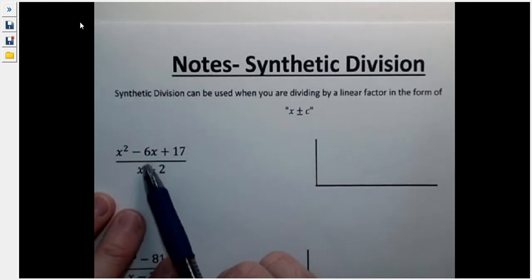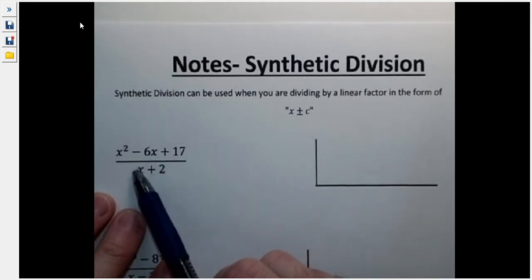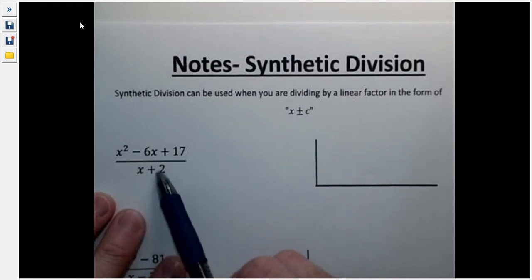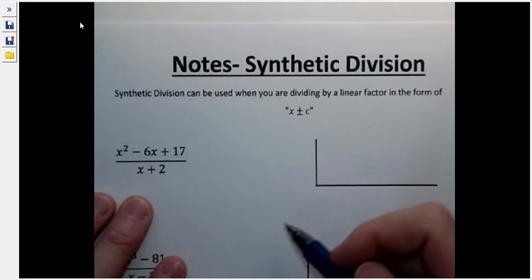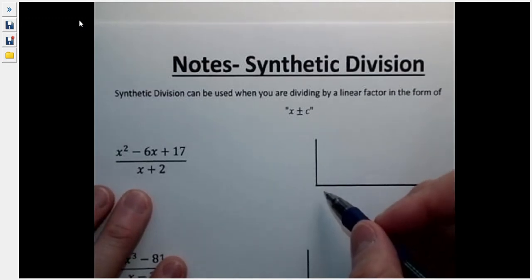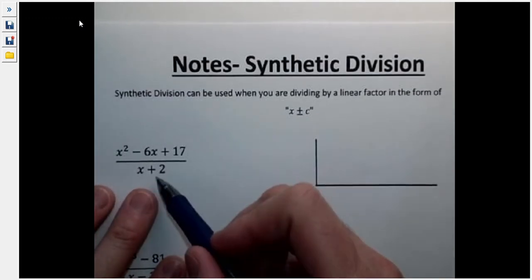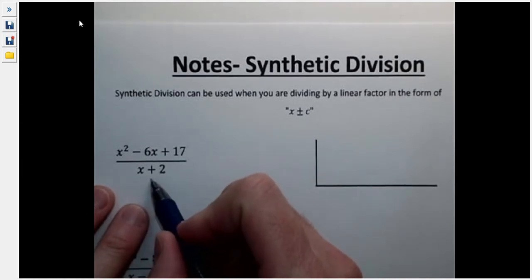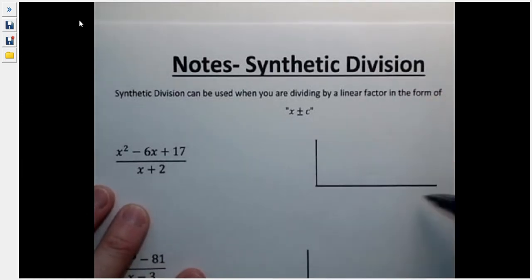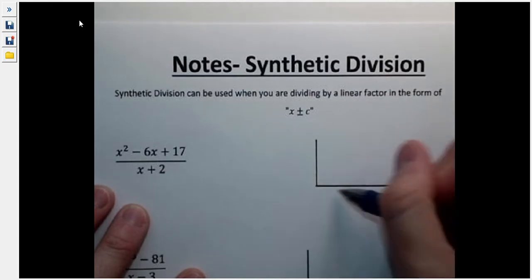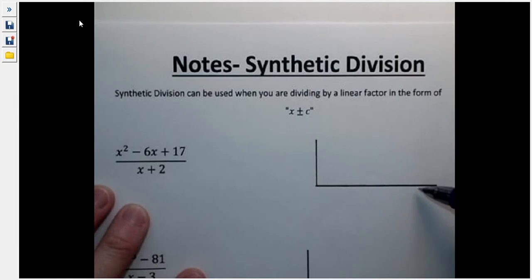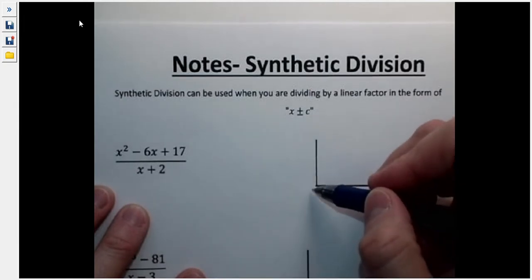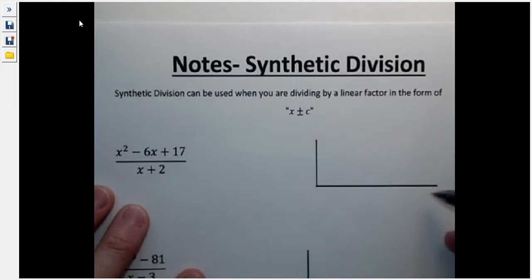This is a linear factor, so power 1. If this were power 2, like x squared or x cubed, we couldn't do synthetic division. But when we have it in this form, we can shortcut it by using synthetic division. So the first thing you do is use this synthetic division line. It is like the long division, but just flipped upside down. Normal long division looks like that. It's been flipped upside down.